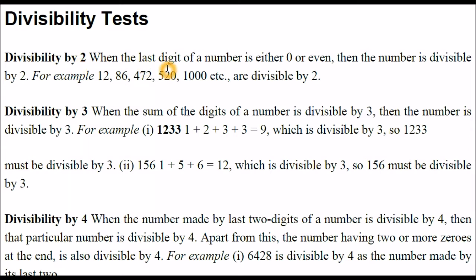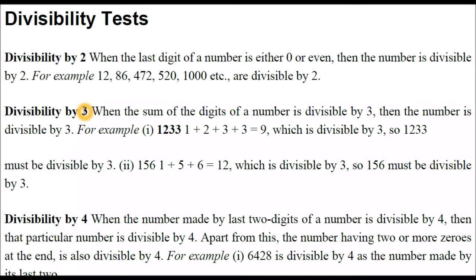When the last digit of a number is either 0 or even, then the number is divisible by 2. For example, 12, the last digit is 2, an even number. 86, 6 is an even number. 472, 2 is an even number. 520, 0. 1000, the last digit is 0. So, when the last digit of a number is either 0 or an even number, then that number will be divisible by 2.